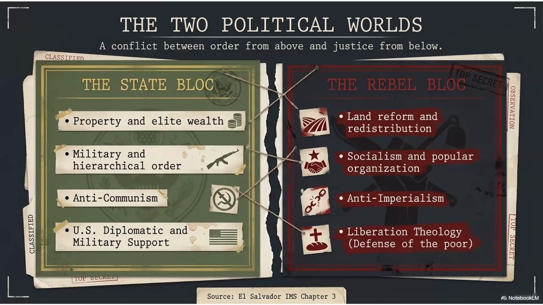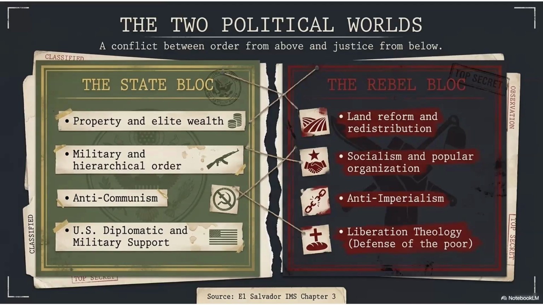Its ideas came from several sources. Marxism gave a language of class. A small owning class controlled land and wealth while the majority worked in poverty. Socialism offered a program: land reform, redistribution, public services, and worker organization. Anti-imperialism explained why many Salvadorans saw the army as dependent on Washington. Liberation theology gave religious meaning to the struggle, arguing that Christianity should defend the oppressed, not only preach private salvation.